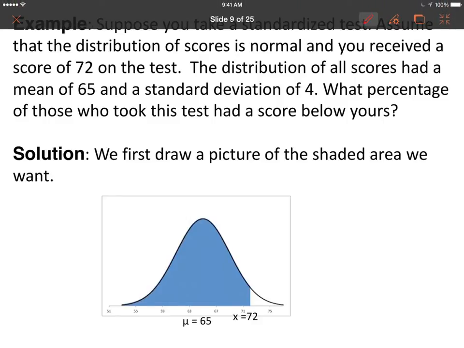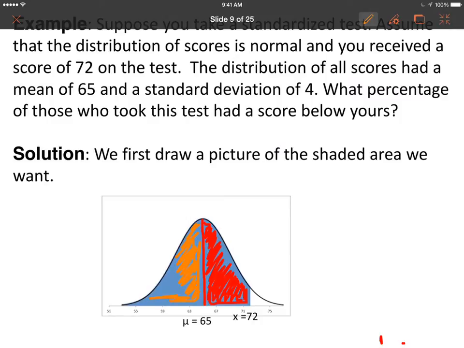Now remember, my table gives me areas between the mean, and in the standard normal distribution, the mean is 0. So between 0 and the z-score. Okay, so after I convert this to z-scores, I'm going to have to cut this down the middle here. And I'm going to want to find this area to the right. So that's one area that I'll be able to find in my table. And then this area to the left.